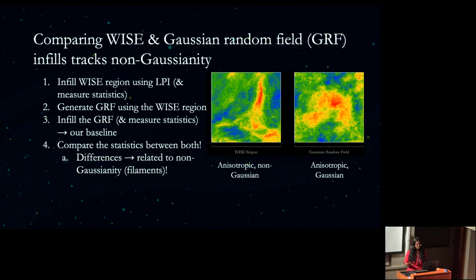So the methodology that we use is that we first infill a WISE region using local pixel-wise infilling and measure the different statistics. We then generate a Gaussian random field, a Gaussian model, based off of the statistics of the WISE region. We then also infill that Gaussian field and use it as a baseline comparison of what the Gaussian approximation looks like compared to the non-Gaussian or filamentary version. And so we can look at the differences to capture if we're truly picking up on these filaments.